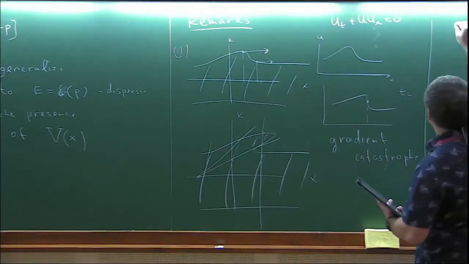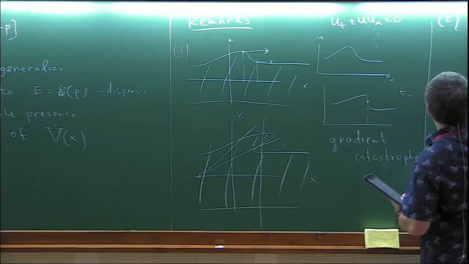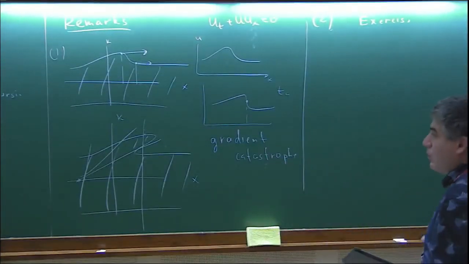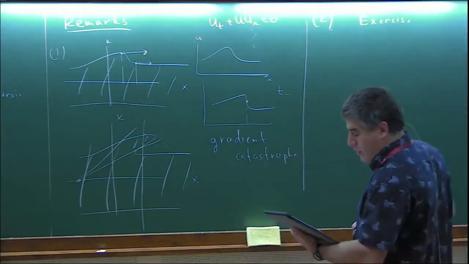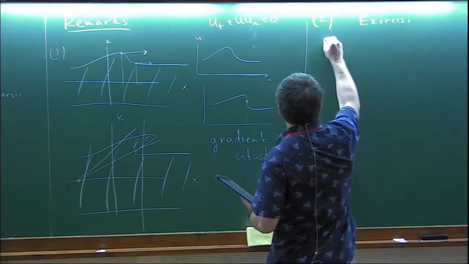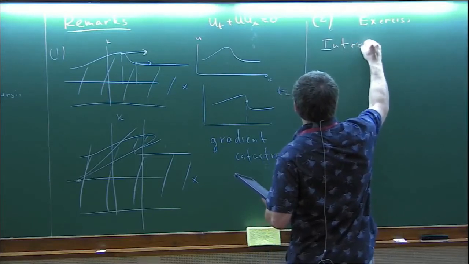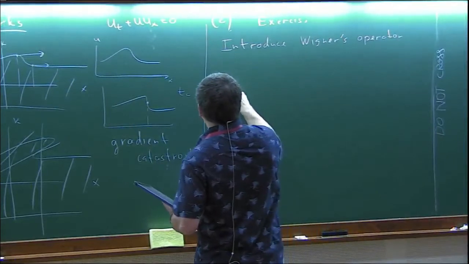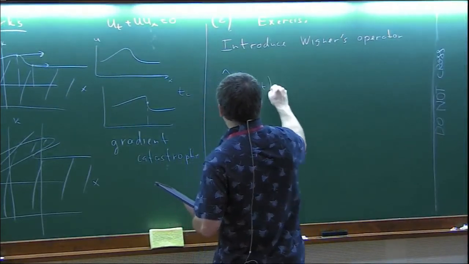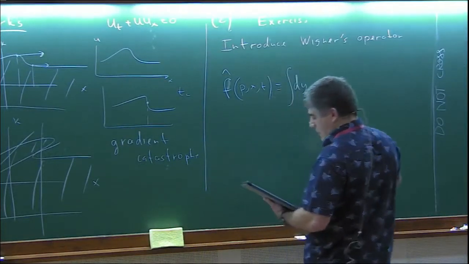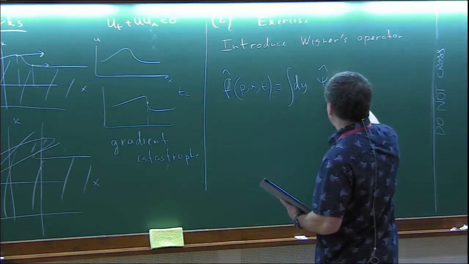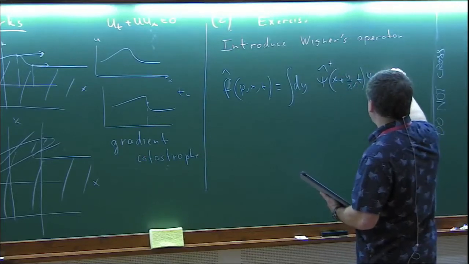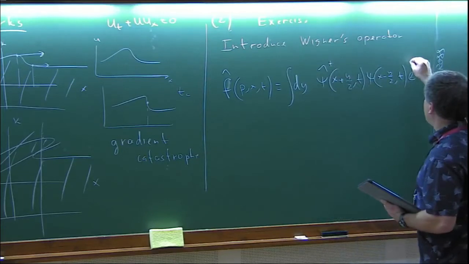The next comment is an exercise. So far, I was drawing pictures and saying that this is a semi-classical picture, but it would be nice to derive this semi-classical picture from a purely quantum picture. This is an exercise, you can do that. The way to do that is to introduce the Wigner operator. F operator of P, X, and T equals the integral over Y of the Fermi field operator psi dagger of X plus Y over 2, T, psi of X minus Y over 2, T, e to the minus i P Y.